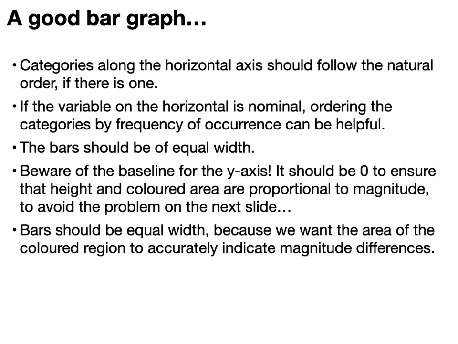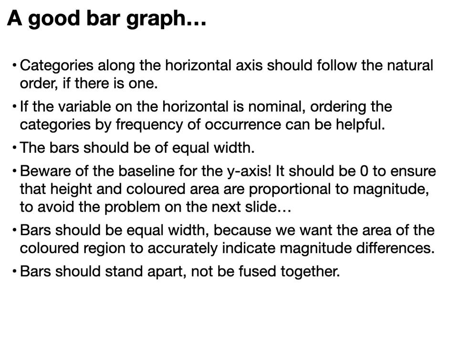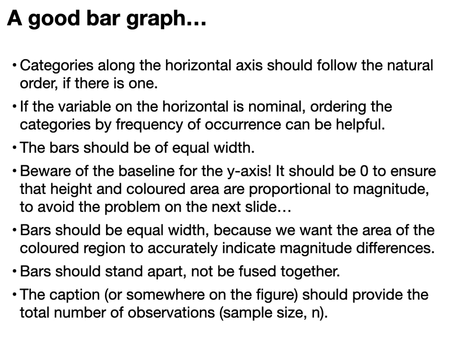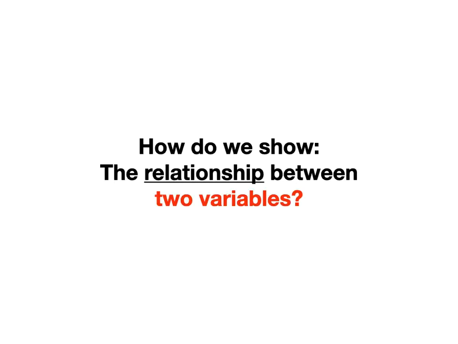The bars should be of equal width. Okay, so that's just repeating the previous one here. And again, that's for the same reason. We want the area of the colored region to accurately indicate magnitude differences. And the bars should have some margin or some white space between them. They shouldn't be fused together. And the caption or something on the figure, it's helpful if it provides the total number of observations or the sample size.